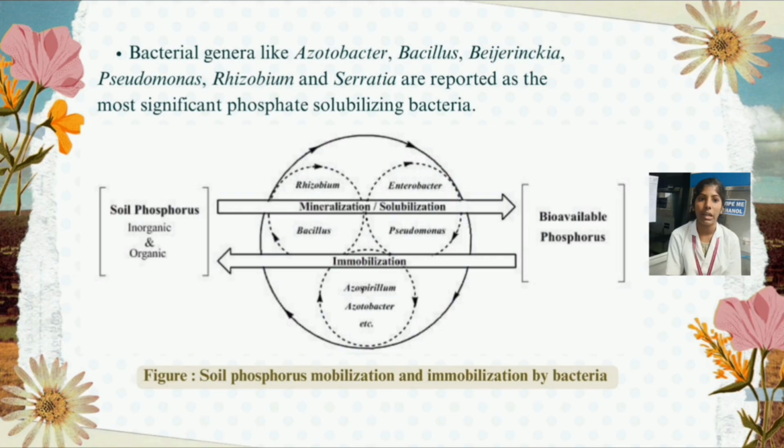Through the processes of mineralization and solubilization, bacteria like Rhizobium, Bacillus, Pseudomonas, and Enterobacter convert these forms into bioavailable phosphorus for plant uptake. On the other hand, bacteria such as Azospirillum and Azotobacter are involved in immobilization, which temporarily locks phosphorus in microbial biomass. Together, these processes maintain the phosphorus cycle and ensure its availability to plants.